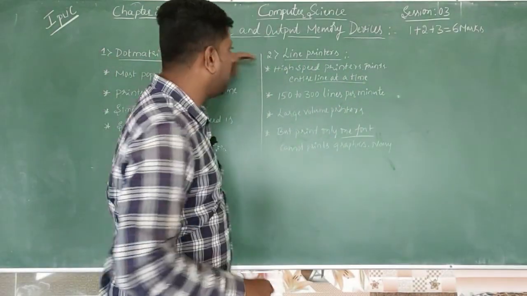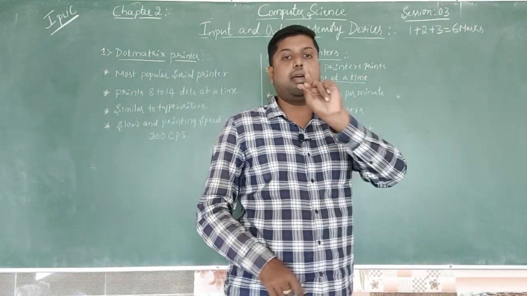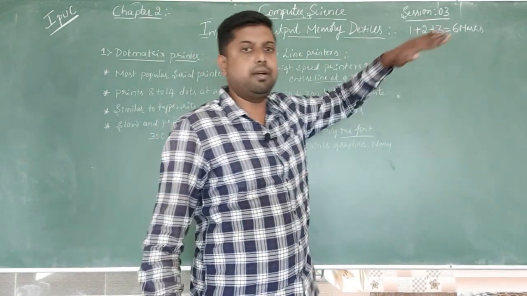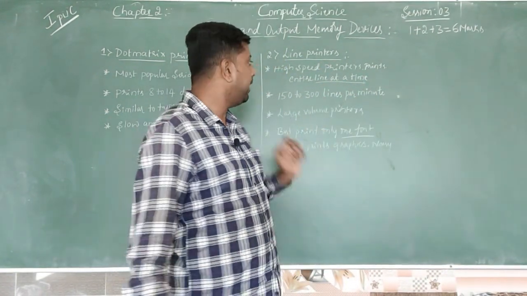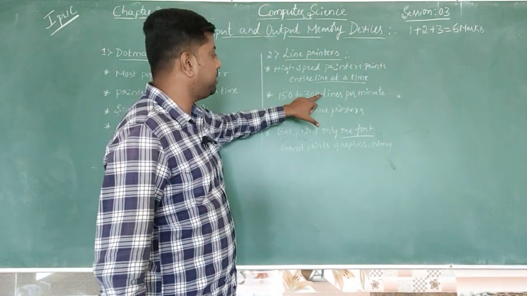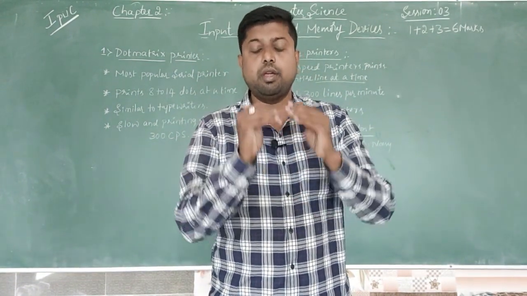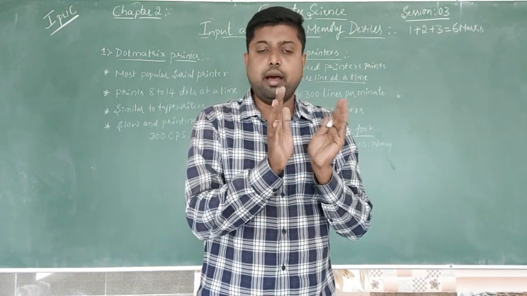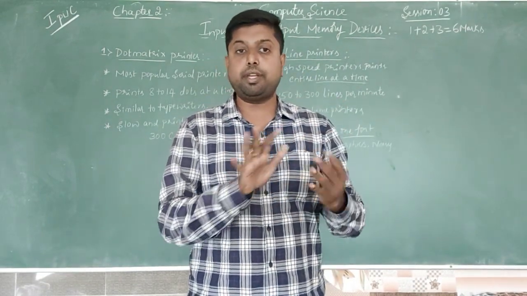So if I want to print this whole line at a time, the line printer has the ability to print a whole line at a time. Not single characters, but a single whole line at a time. That's why it is a high speed printer. And also the line printer prints 150 to 300 lines per minute. For 1 minute, it will print 150 to 300 lines. So that's why a line printer is the fastest printer.